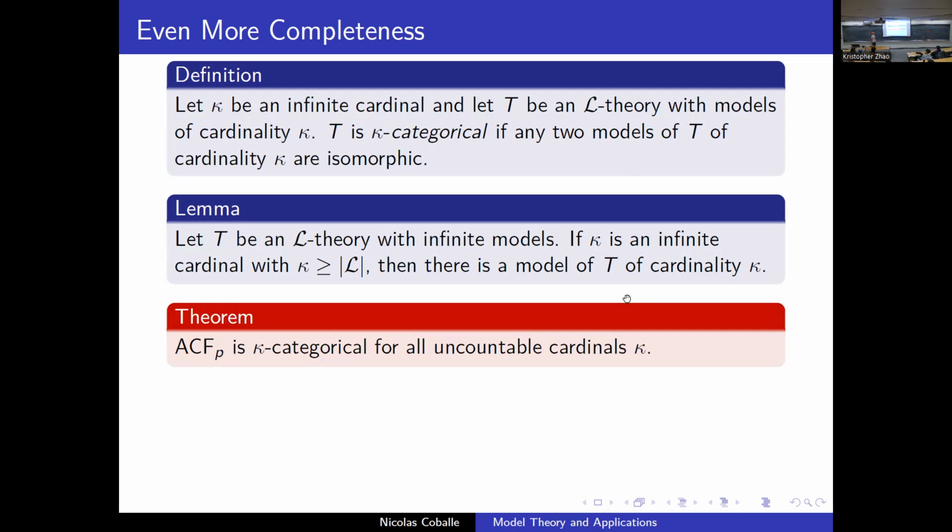And the theorem: ACF_p is kappa categorical for all uncountable cardinals kappa. So the theory of algebraically closed fields of characteristic p is kappa categorical. This is proven just because of an algebra fact: two algebraically closed fields are isomorphic if and only if they have the same characteristic and transcendence degree. And then an algebraically closed field of transcendence degree lambda. Okay, wait, how do I explain it? This is a bit complicated.